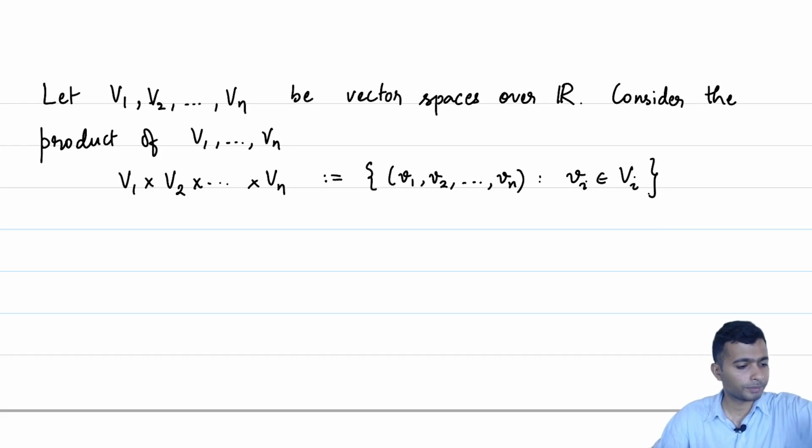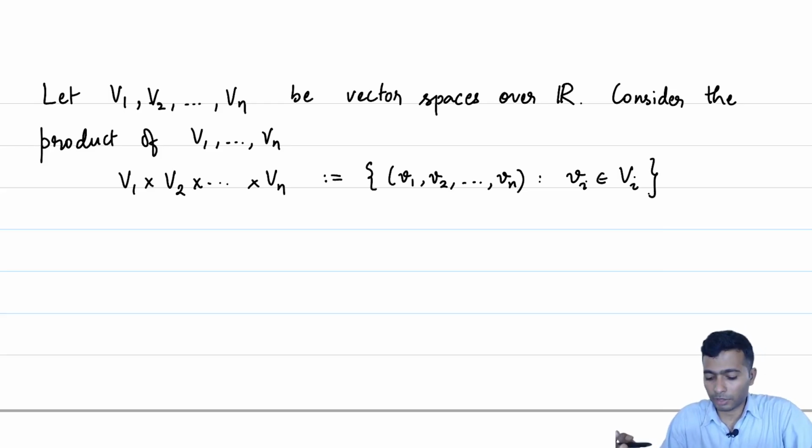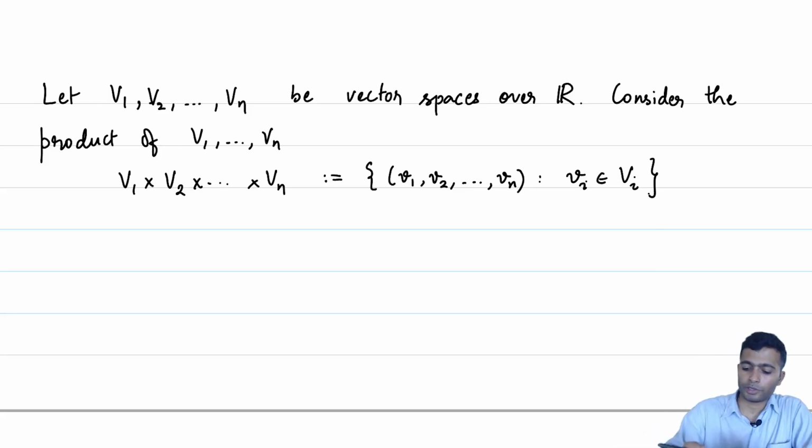So, we would like to ask whether we can associate addition and scalar multiplication to this Cartesian product and give it a vector space structure. We know that each of these Vi's is a vector space, and that there is an addition operation and a scalar multiplication in each of these Vi's. We are going to use that information to get hold of a new operation on V1 cross V2 up to Vn, and give it a vector space structure.